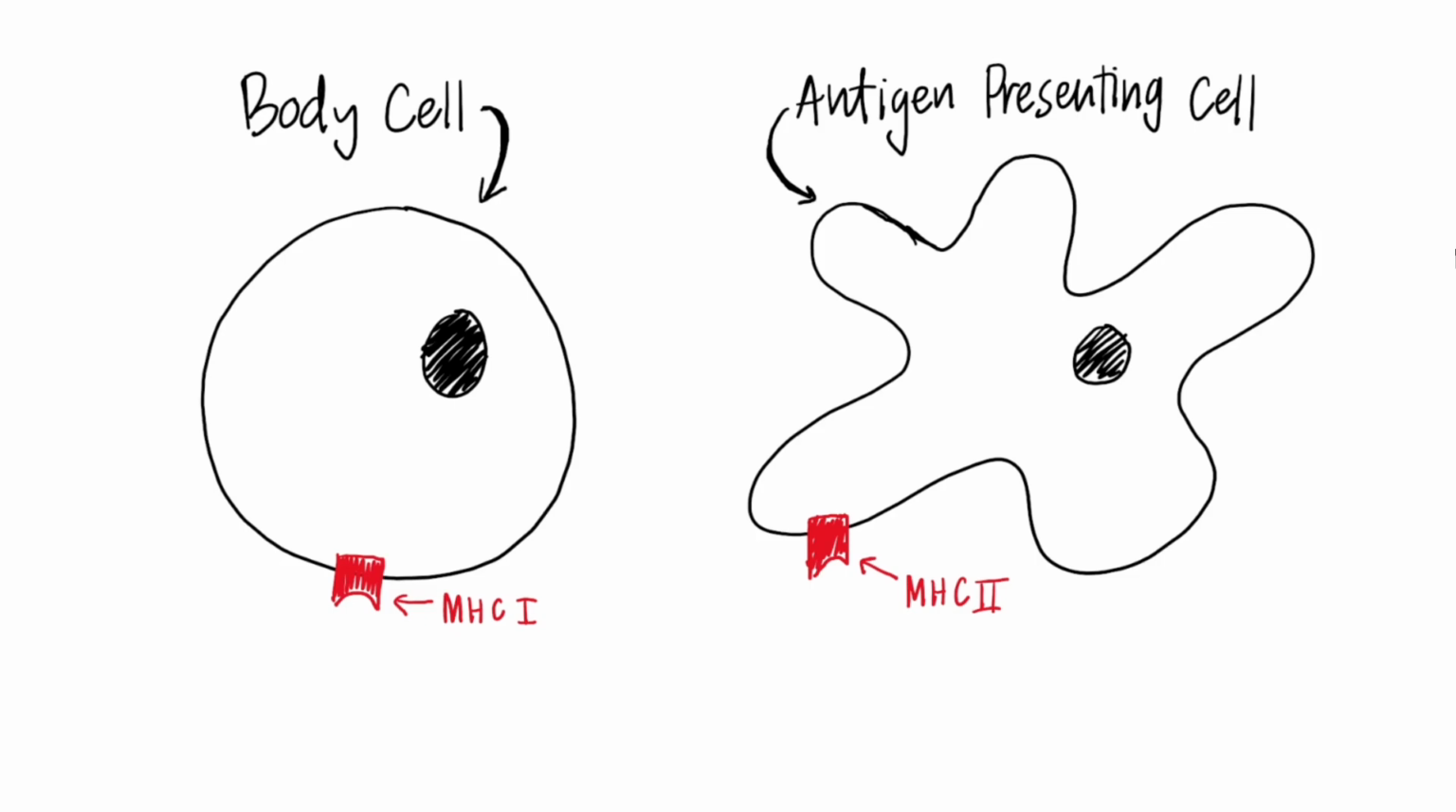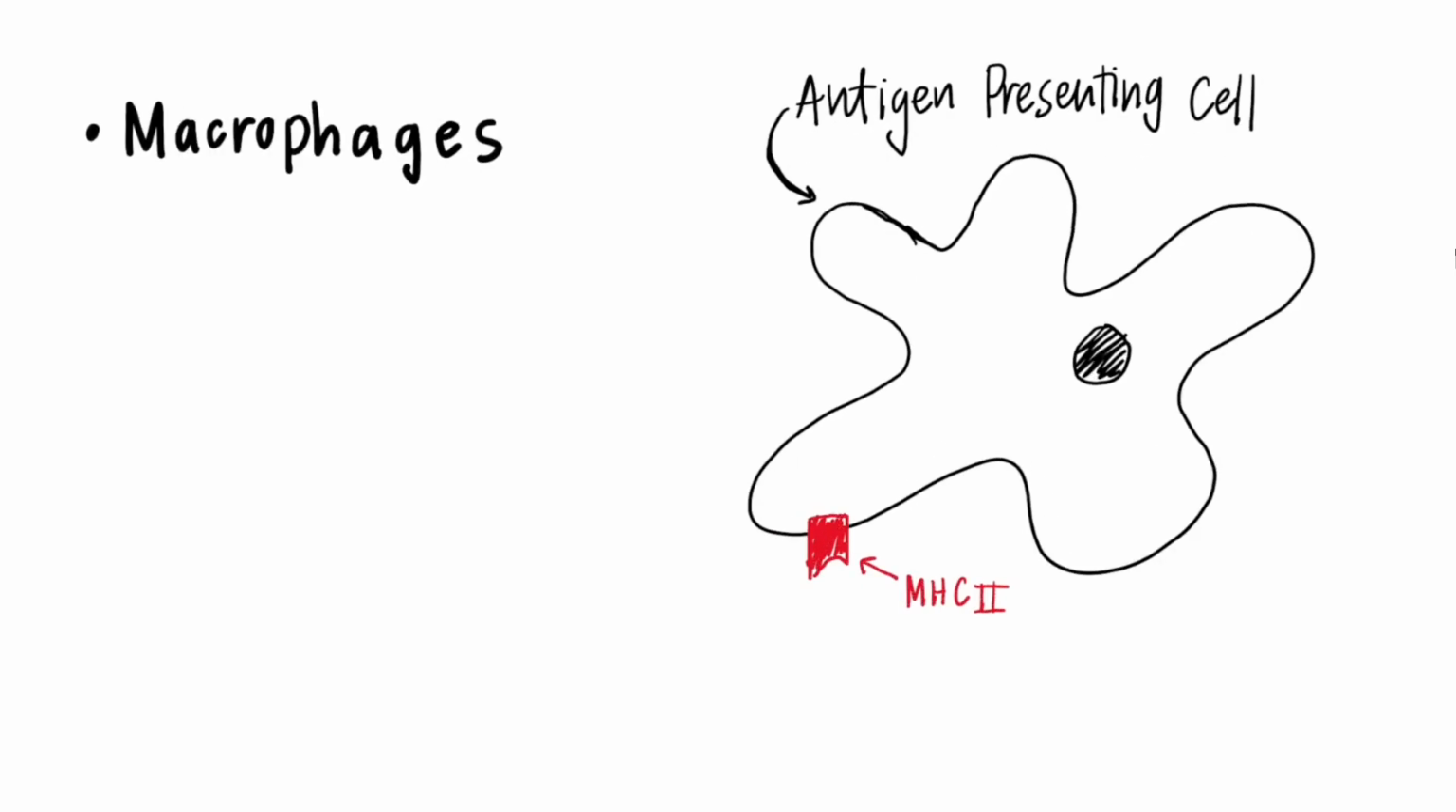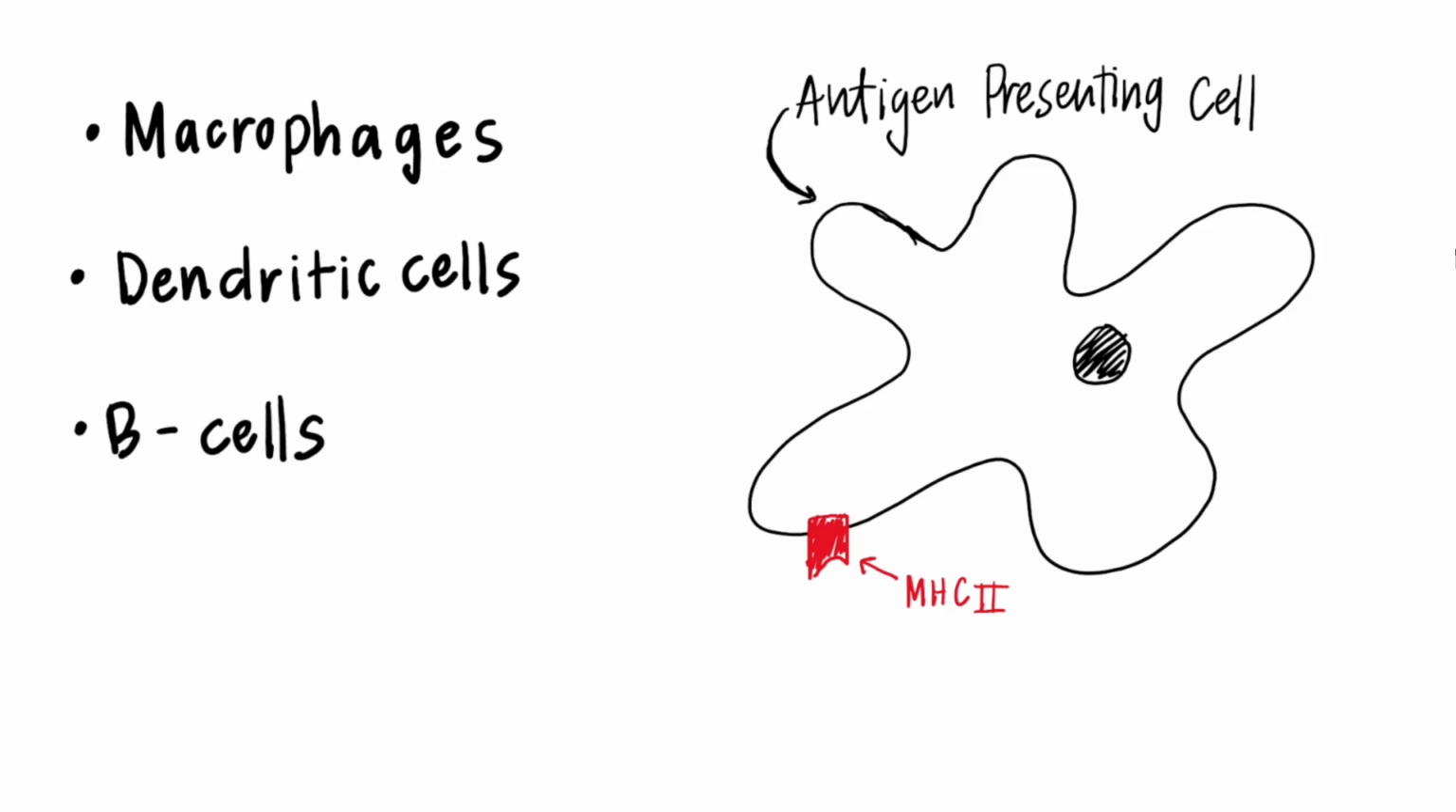However, antigen-presenting cells also have another specialized molecule called an MHC class II, which allows them to present antigen that they've processed to our helper T cells. The three cells that make up this group of antigen-presenting cells are macrophages, dendritic cells, and B cells.